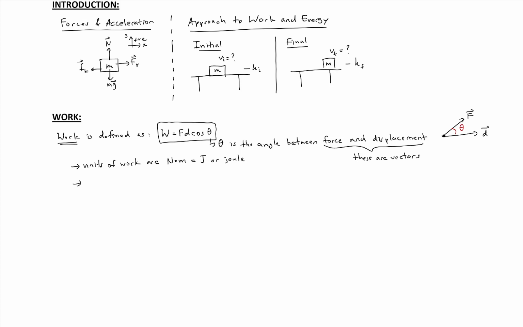The other important thing to understand is that the cosine function can give you positive or negative values. So we have cosine of theta can give us positive or negative values. And because of that, it means that work can be positive or negative. So as a result, it's very important to recognize which force you're analyzing work for and what direction that force is facing with respect to the motion of the object.